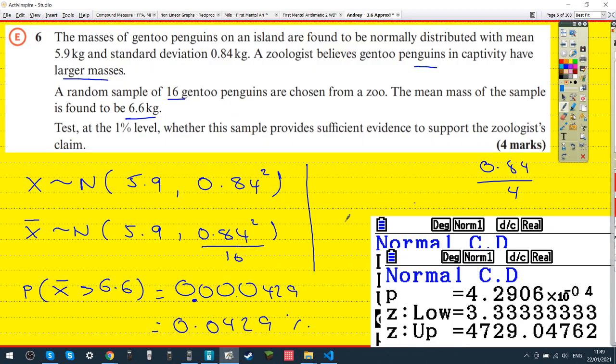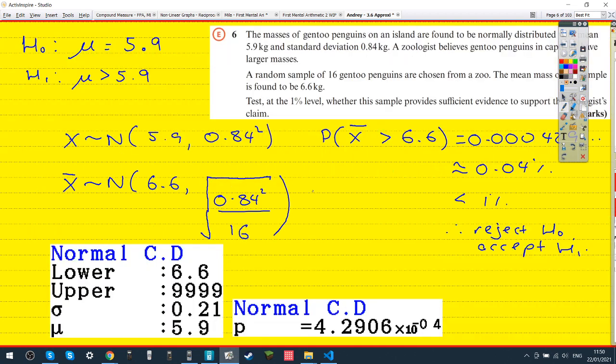This time, this almost never happens by chance. The probability of it happening where you take 16 penguins and the mass is 6.6 or more is less than 0.5%, much less. And so it's very significant. And so it's not just random chance, it does support his hypothesis. So supports hypothesis, or there's a specific way. There is evidence at the 1% level of significance to suggest, etc., etc.